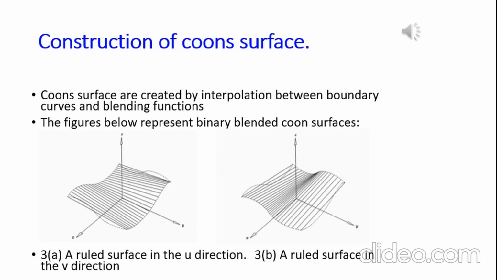Now, how is the cone surface constructed? To create the cone surface, we need to do the interpolation between the boundary curves and the blending functions. The figure below shows the bilinear blended cone surfaces, but the first figure is the ruled surface in the U direction, and the second figure is the ruled surface in the V direction. And I talked about previously what a ruled surface is.